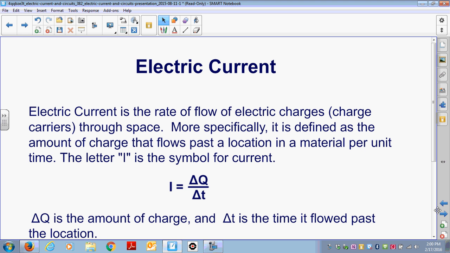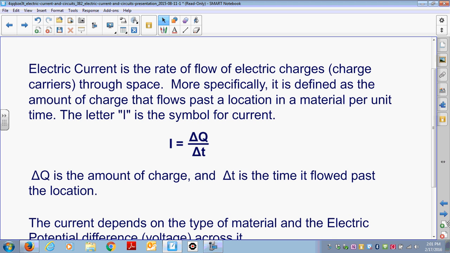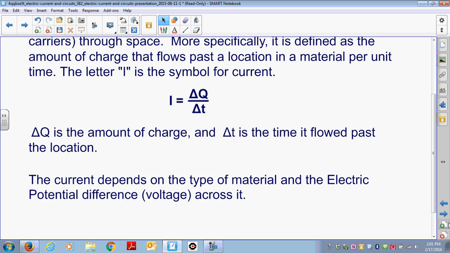More specifically, it is defined as the amount of charge that flows past a location in a material per unit time. The letter I is the symbol for current. I is defined as the change in charge divided by the change in time. Delta Q is the amount of charge that passes by that point. Delta T is the time it takes to flow past the location. The current depends on the type of material and the electric potential difference, or the voltage across it.